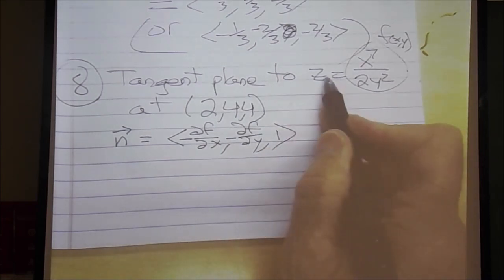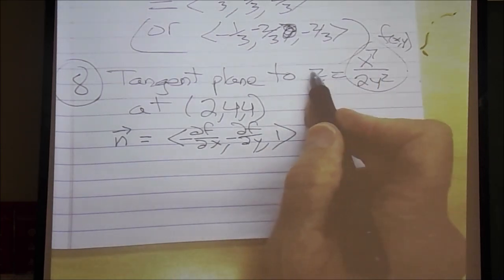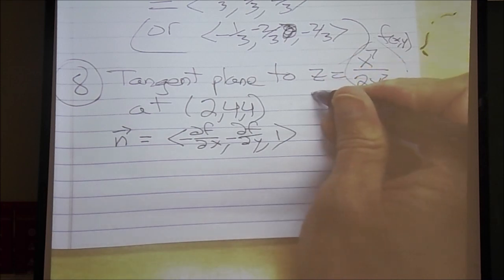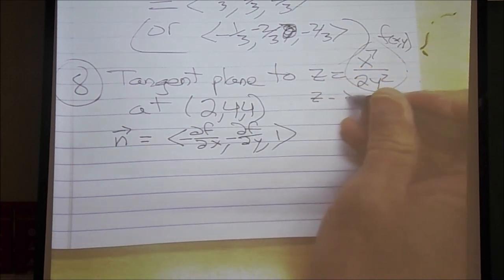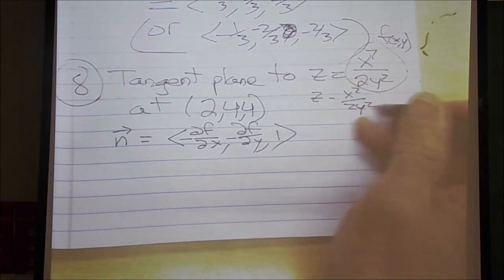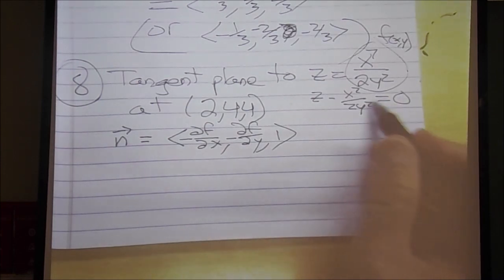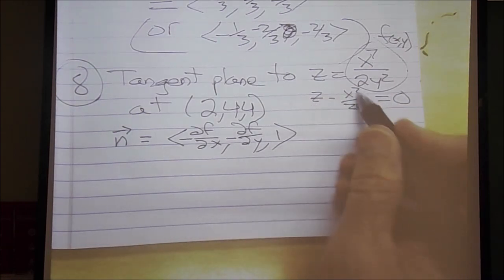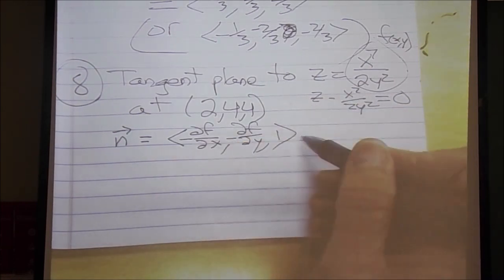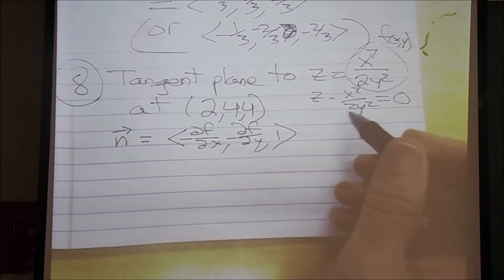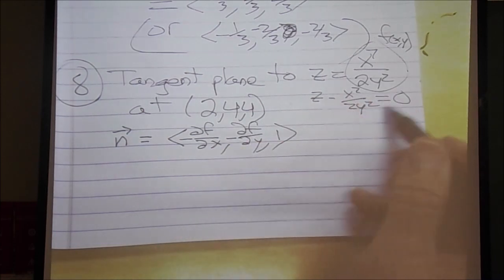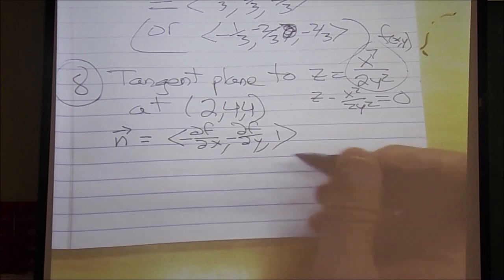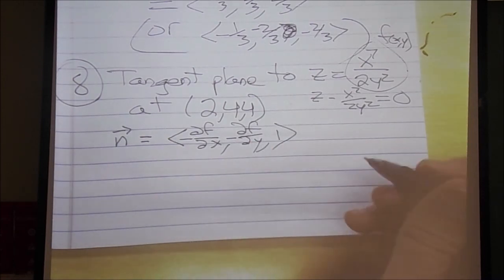This actually comes from subtracting this f over to this side and rewriting it as z minus x to the 7th over 2y squared equals 0, and say this is the level surface w equals 0 of w equals z minus x to the 7th over 2y squared. That's actually how we derive this formula here. So if you think of this as a level surface like in the last example, then you could compute this unit normal from that.